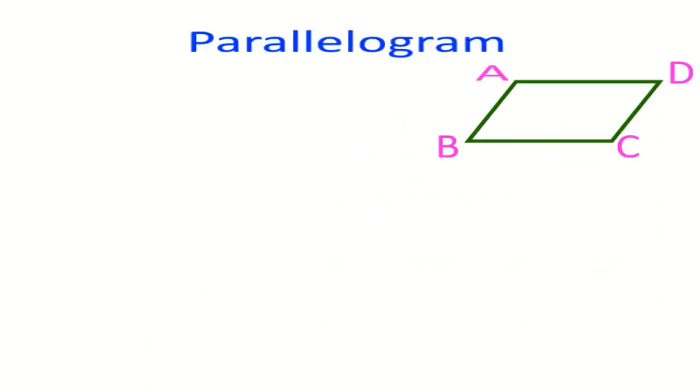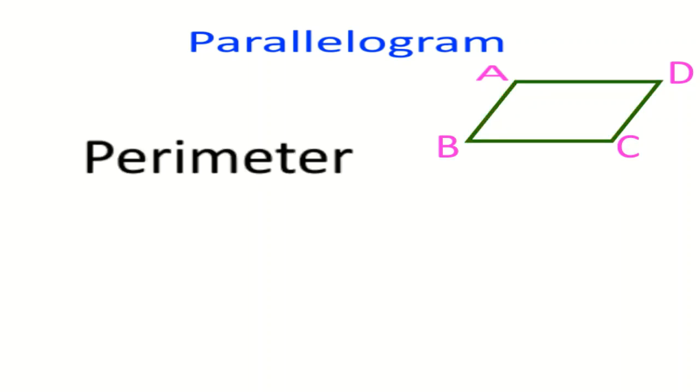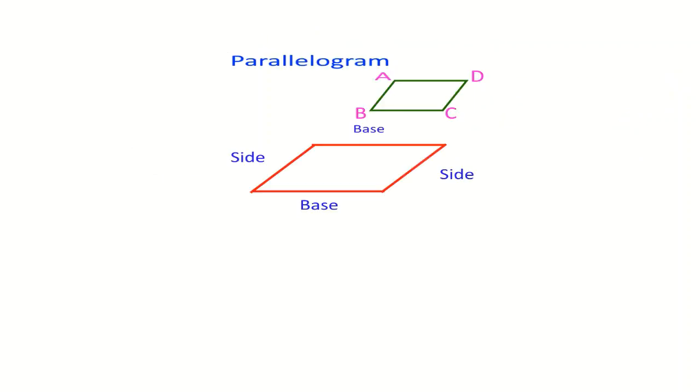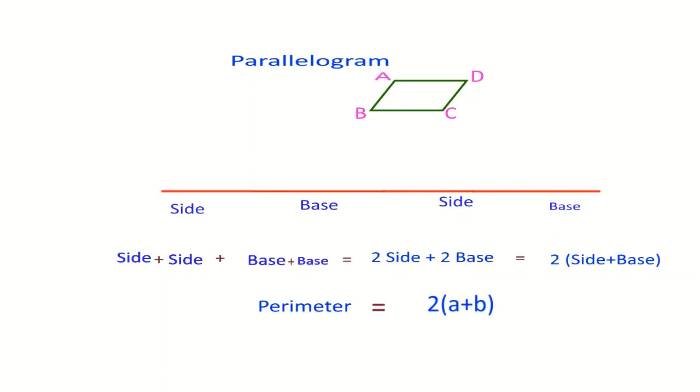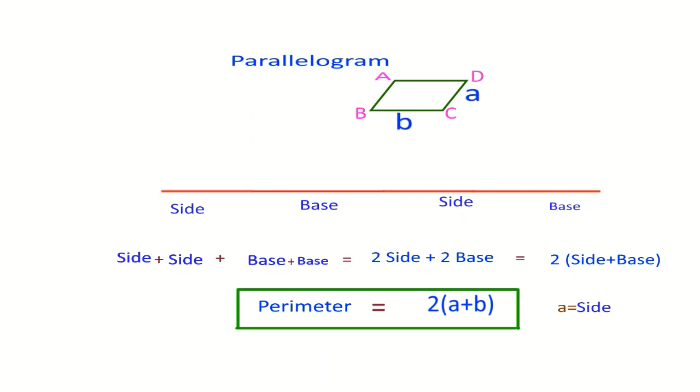Now we can find the perimeter of a parallelogram. Perimeter is the total length around the boundary. On taking the total length of all the 4 sides of a parallelogram, we will get perimeter equals 2 times (A plus B), where A is the length of one side and B is the length of the base. Next we can find the area of a parallelogram.